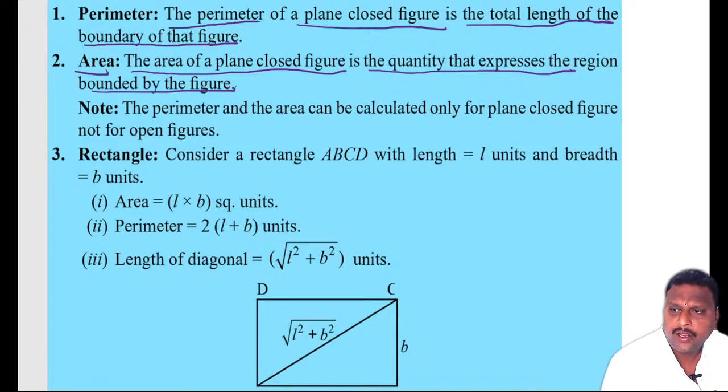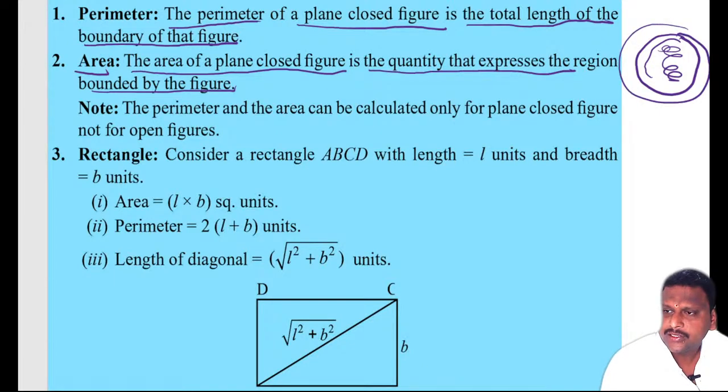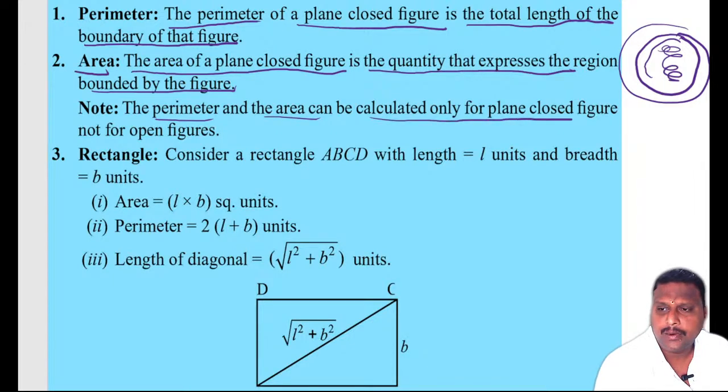If I draw any figure here, this is a circle, right? It occupied some space, some region, right? This region is called the area of that shape. The perimeter and area can be calculated only for a plane closed figure, not open figures. Okay, let us discuss the area and perimeter of the rectangle.